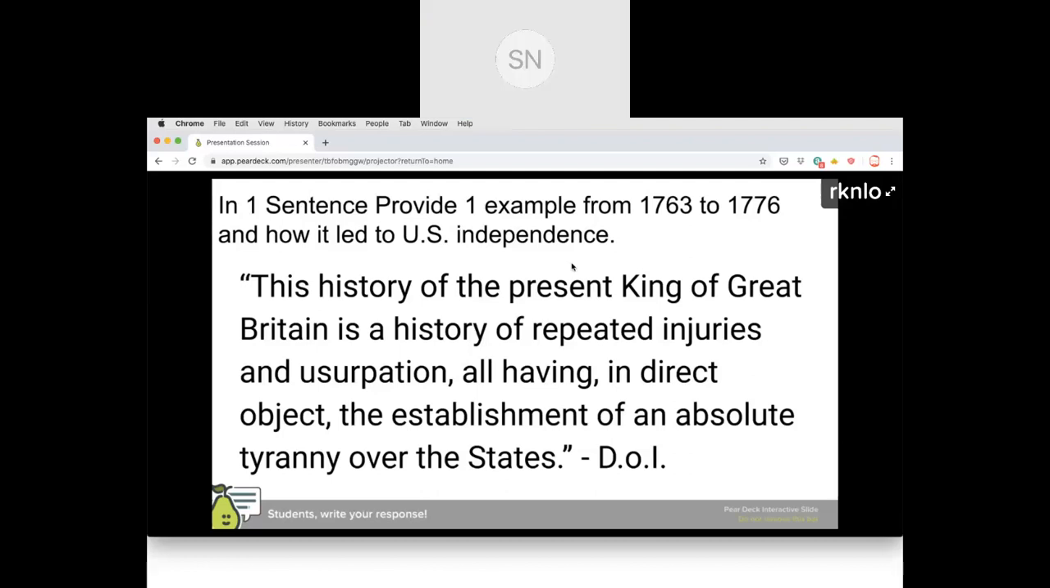Do we just type in our responses? Is there any submission, or do we just leave it? I can see it, so as soon as you type it in, it pops up over here for me. So it looks like we have a lot of good ones.